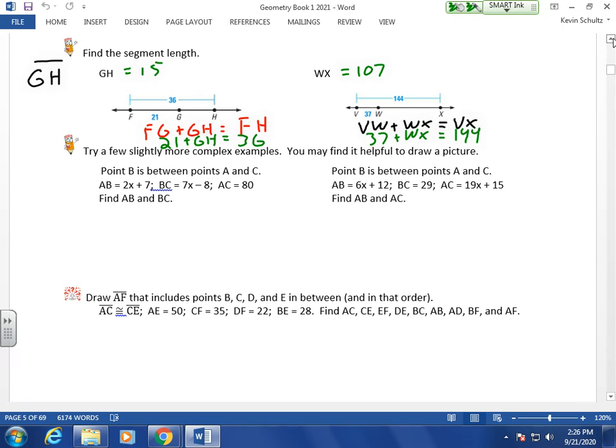It's looking for those relationships and being able to express them, sometimes in equations, sometimes in words, but this is the gist of it. Yeah?